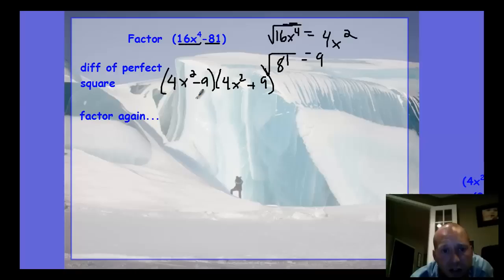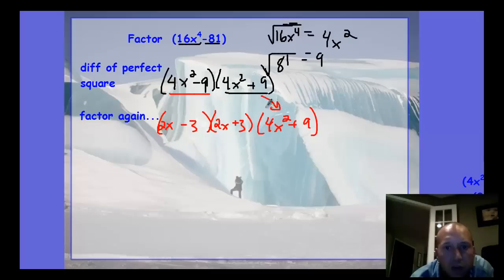But we're not done here, and this is what we have to realize, is that you always have to keep checking. You factor once, can you factor any more? So in this quantity here, there's nothing that's factorable. But if we look at the first grouping here, this is another difference of perfect squares. We can actually break that up into two quantities by square rooting each term again. So it's going to be 2x minus 3 and 2x plus 3. And then we can write the other quantity down there. So we need to factor that first quantity a second time to fully factor the polynomial.